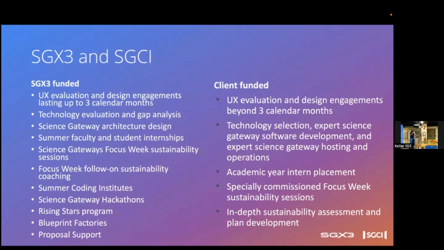And the difference between SGX3 and SGCI is that with SGX3, we are still offering a lot of services, as I said, with technology advice, evaluation, and gap analytics. We can also do things client-funded. If you add us, for example, to your proposals, you can do something like a usability evaluation and design engagement over 3 months. At the moment, we are funded for 3 calendar months per project. So they're different. If you would be interested, I'm happy to go more into detail.